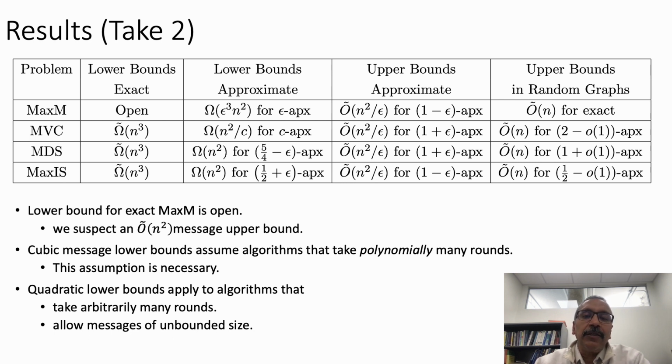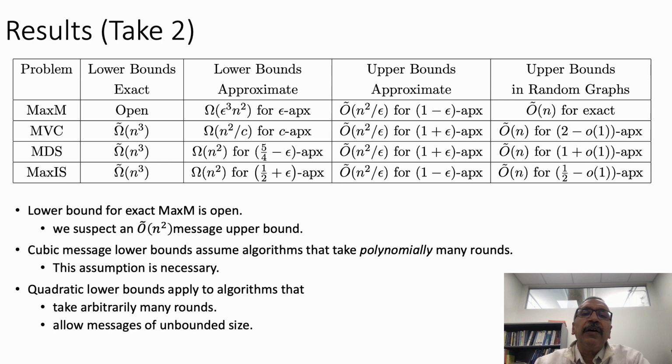a quadratic number of messages. I now want to emphasize that the quadratic lower bounds for approximate solutions are actually quite strong in some ways. They apply to algorithms independent of the number of rounds that these algorithms take. They also apply to algorithms that use messages of unbounded size. So they apply not just in the CONGEST model, but in the so-called LOCAL model in which messages of unbounded sizes are allowed. Finally, I want to draw your attention to our upper bound results in the last column.